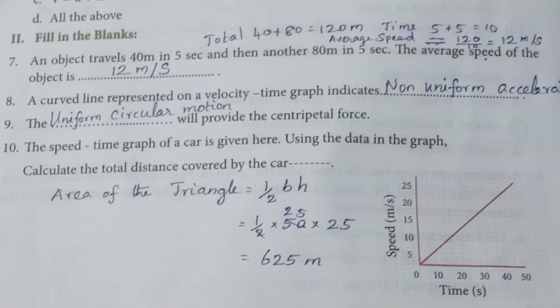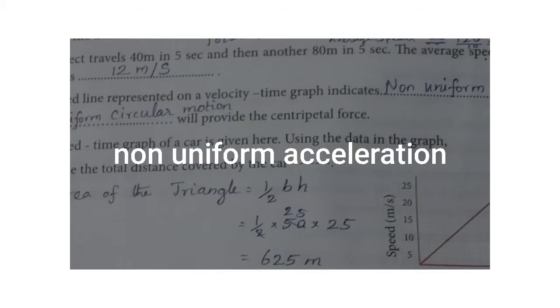8. A curved line represented on a velocity time graph indicates dash. Answer is non-uniform acceleration. 9. The dash will provide the centripetal force. Answer is uniform circular motion.